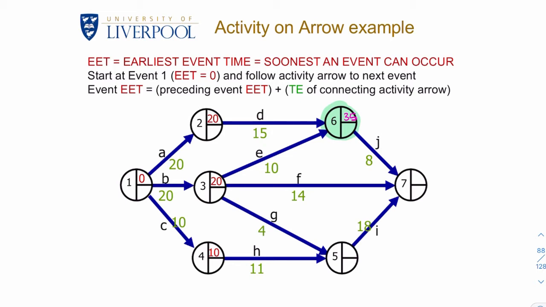Similarly, let's look at this. To get there, we need 4 days following the 20 or 11 days following the 10. So it's either 24 days or 21 days. So we take the larger of the two, 24. So 24 goes in there.